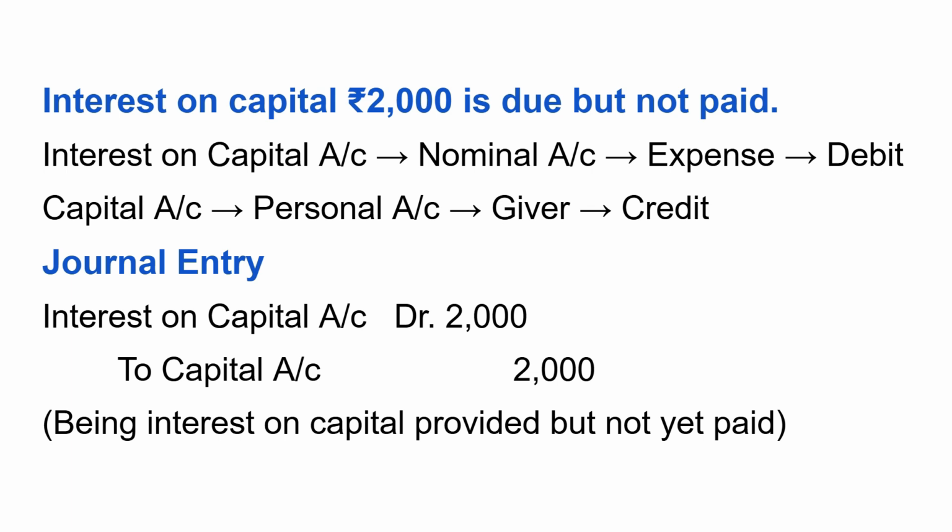Interest on capital means the business is paying interest to the owner for using his money. From the business point of view, interest on capital is an expense because it reduces business profit. Capital belongs to the owner and the owner is a person, so capital account is treated as a personal account. Interest is due but not yet paid, so the owner is the giver of benefit to the business. So, debit interest on capital and credit capital account. Even if interest is not paid, we must record it because accounting follows the accrual concept, not cash basis.